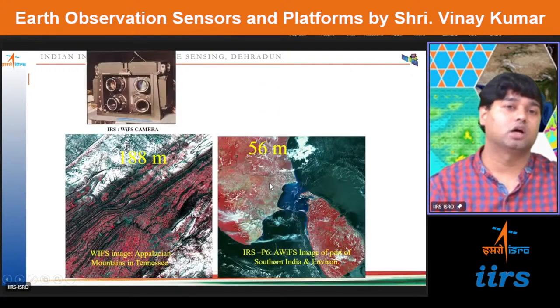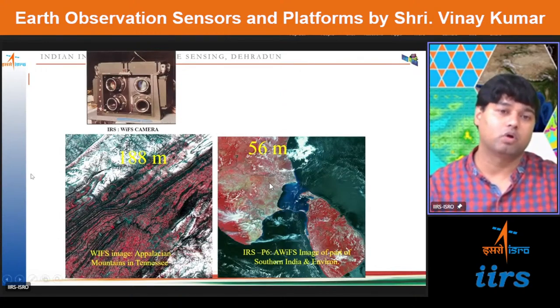Then this is WiFS sensor data and AWiFS sensor data. This is with 188 meter resolution and this is with 56 meter resolution. So this is from southern part of India. Here you can see the snow. Here you can see the movement of cloud in the sky.